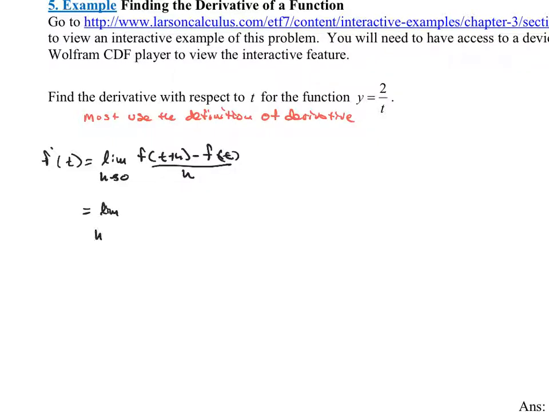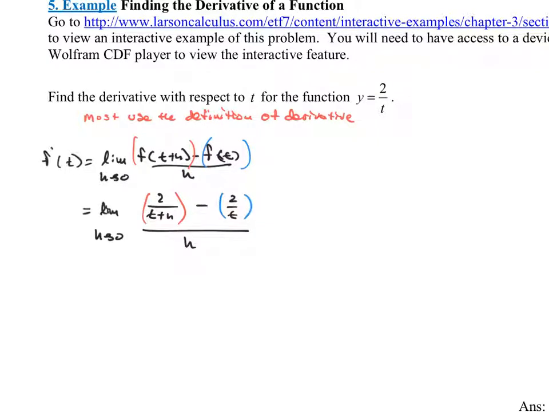So this is the limit as h approaches 0 of, and I'm going to use my colors like I've been doing to help emphasize what it is, f of t plus h. So I go right into my function 2 over t, and wherever I see a t, I'm going to put in a t plus h. So this is going to be 2 over t plus h, right? So there's f of t plus h minus the original function, and the original function is quite simply 2 over t, and then all of this is over h.